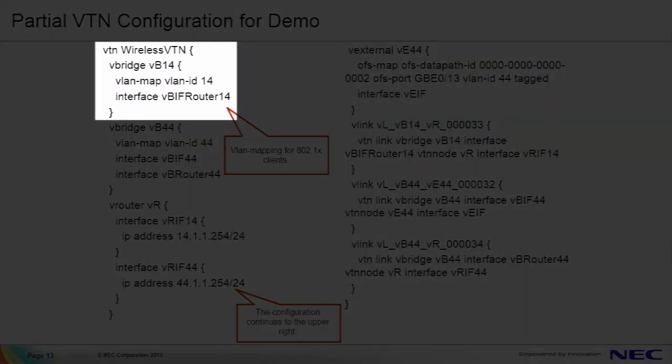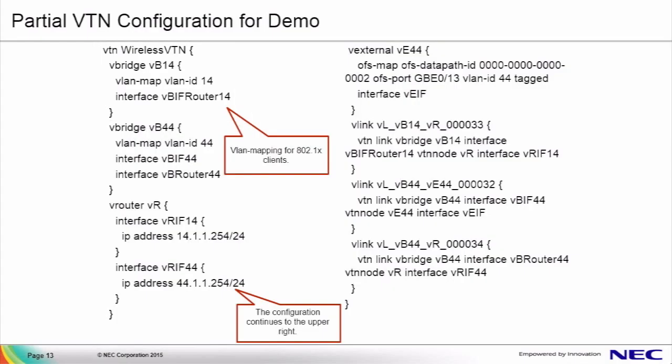Notice we have a VTN called wireless VTN that's configured with a vBridge called VB14. This vBridge has a VLAN map that ensures any tagged traffic received with a VLAN ID of 14 from our wireless users is mapped into the wireless VTN.